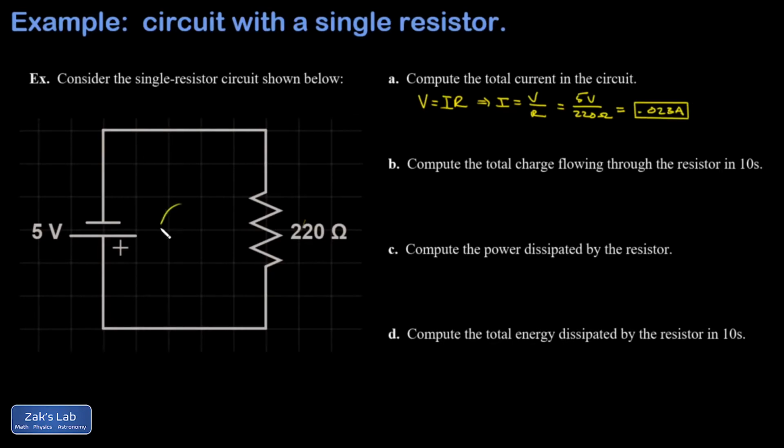So I can visualize it this way. I notice the high terminal of the battery is down here in this example, so the current's flowing counterclockwise.